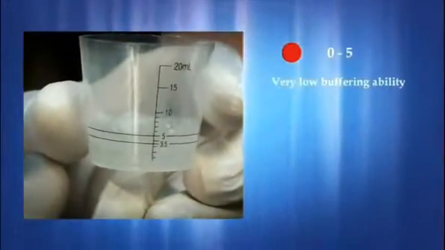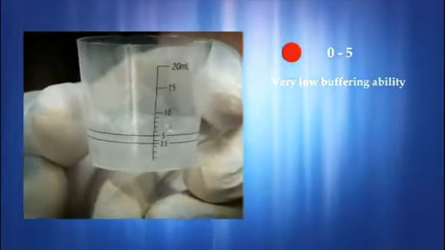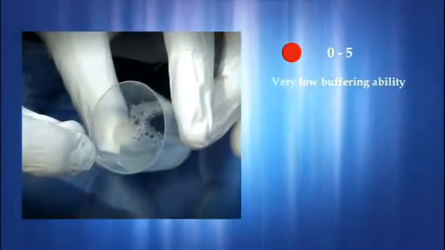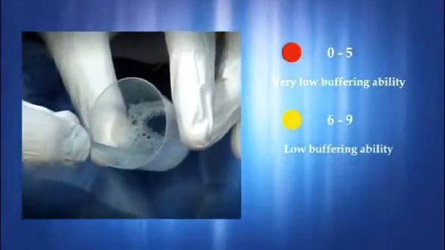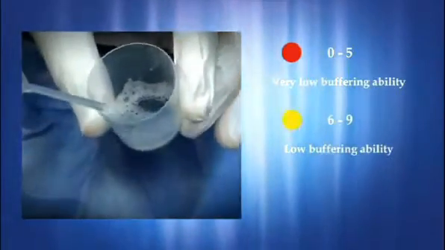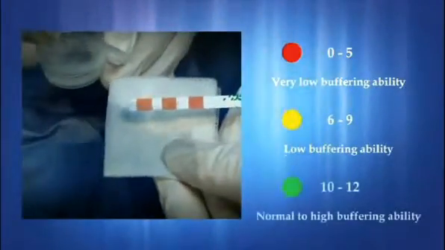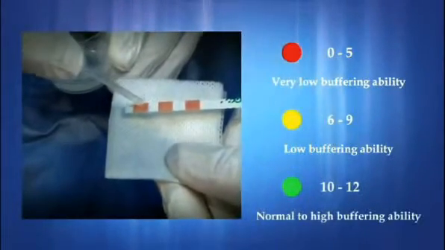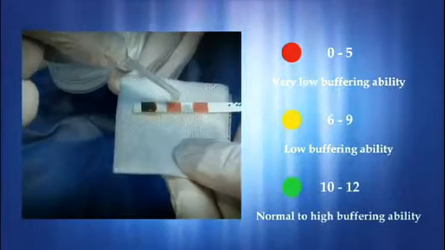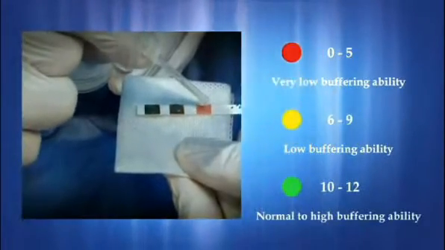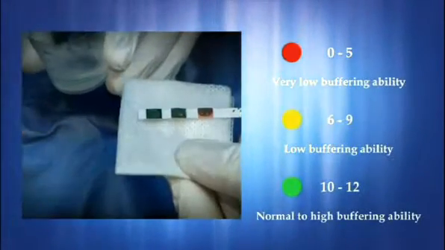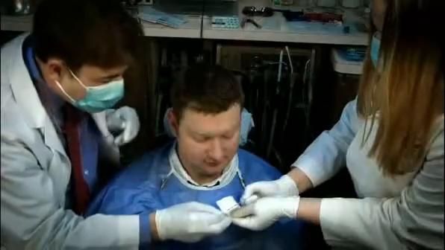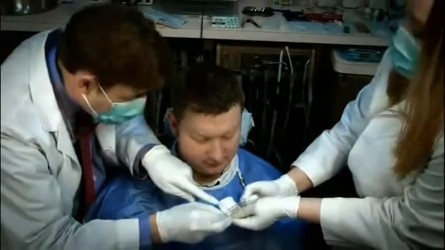Red, from 0 to 5, indicates a very low buffering ability for the saliva. Yellow, from 6 to 9, indicates a low buffering ability for the saliva. Green, from 10 to 12, indicates a normal to high buffering ability for the saliva. The Saliva Check Buffer Kit can provide valuable information to the clinician and patient on whether the lesion is in the process of remineralizing or demineralizing. It educates and stimulates the patient to strive for oral balance and improved oral health.